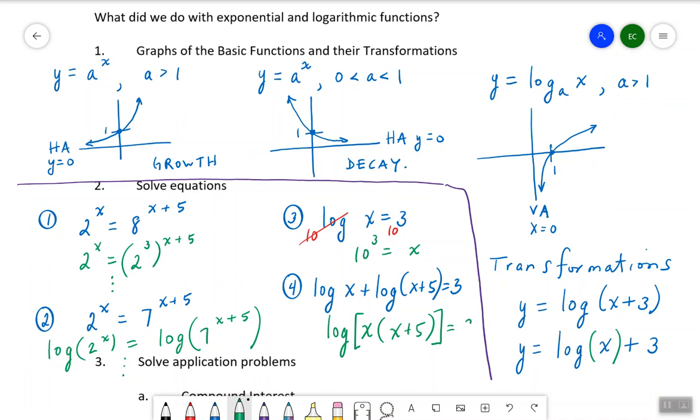The brackets aren't necessary, but it's a nice way to emphasize that the x and the x plus 5 are together inside the argument of the logarithm. And then from there, you can proceed just like before, just like in the previous example, where we just put a base 10 underneath both sides, or just write the equation as an exponential directly.